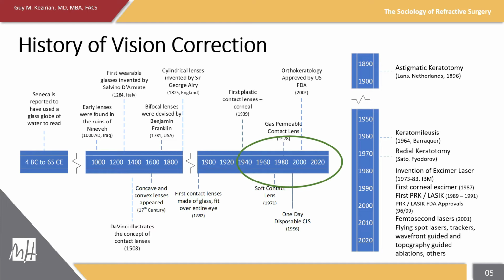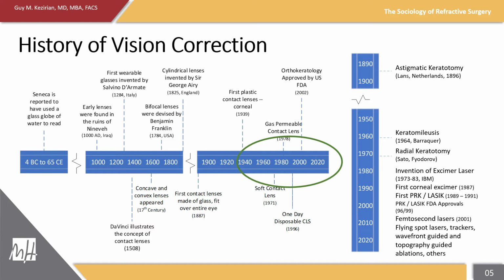Contact lenses really didn't come along until the 70s. There were certain plastic contacts that were developed slightly before that, but commercially used lenses weren't about until the early 70s. Gas permeable lenses came a short time later, in 1978. One-day disposable lenses arrived in 1996, and orthokeratology was approved by the FDA in 2002.